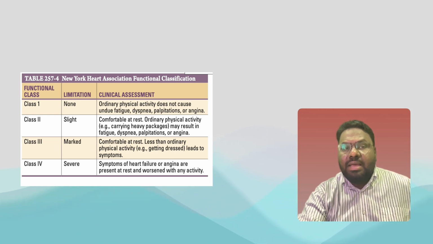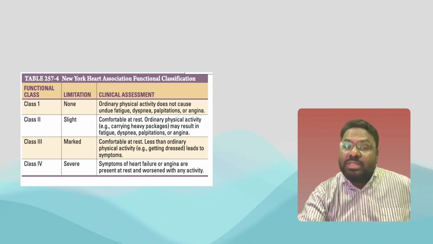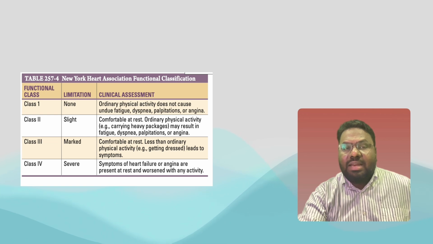Class 3 is marked limitation of physical activity, wherein the patient is comfortable at rest, but with less than ordinary physical activity, like getting dressed or talking for a long time, it leads to symptoms. Next comes class 4, wherein the patient has severe limitation of physical activity and symptoms of heart failure and angina are present even at rest.